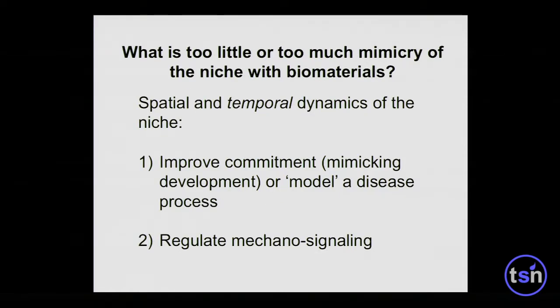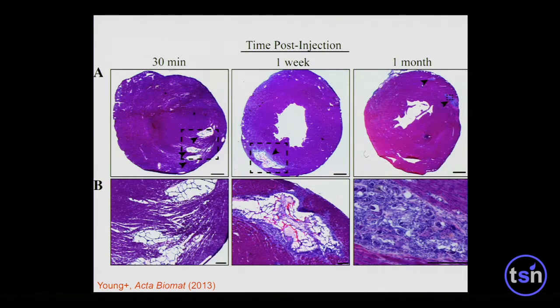Those are a few examples where we think that the temporal dynamics are increasingly important in differentiating these cells, so they can improve commitment, or in a specific example perhaps model a disease process. So improve development, or maybe harm the commitment of these cells. And that can also be regulated with specific mechanosensitive signaling pathways.